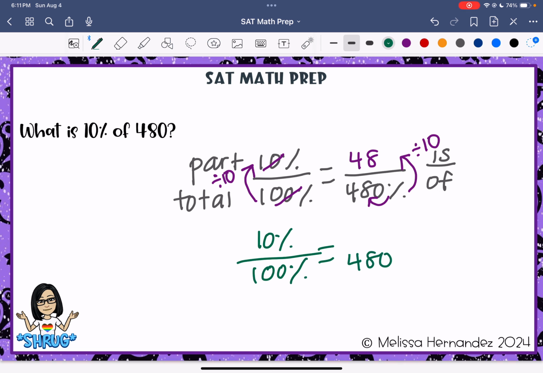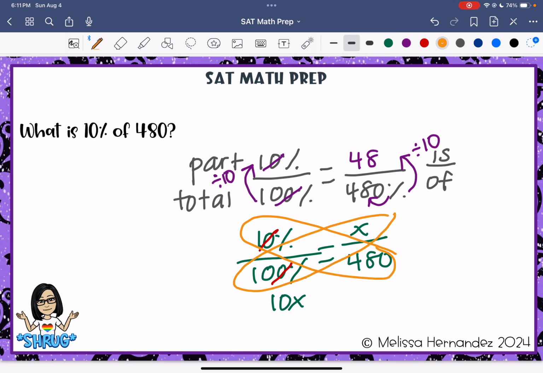Okay. Now, I still would simplify because I'd rather deal with smaller numbers than bigger numbers. Okay, now, cross products are equal. And what that means is 10 times x is equal to 1 times 480. So whatever that is. Okay, so then you're gonna set up, basically you have a one-step equation. That's why it works. There's no proportional reasoning when you solve it like this.